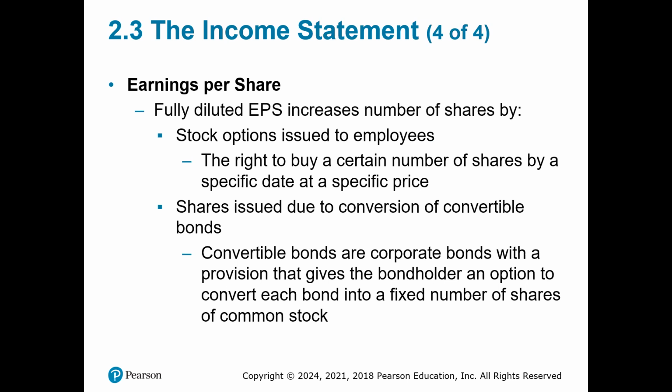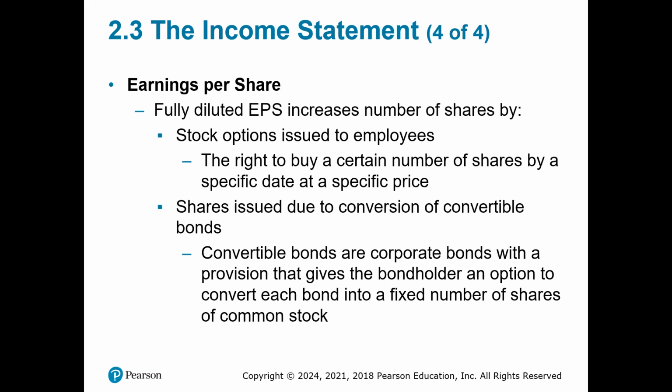The EPS, or the earning per share, again, when fully diluted, takes into account potential additional shares that could be issued. Now, this includes shares arising from stock options granted to employees, which represent the right to purchase a specified number of shares at a predetermined price within a defined period.